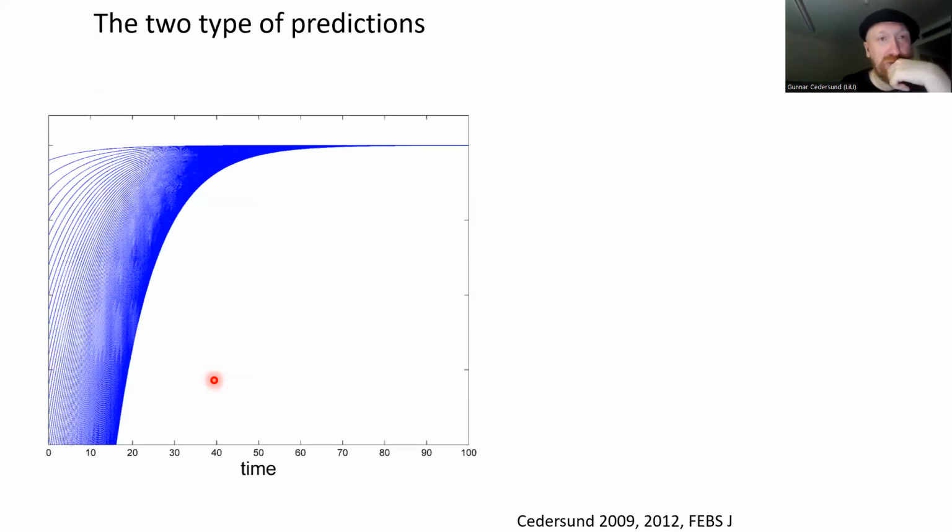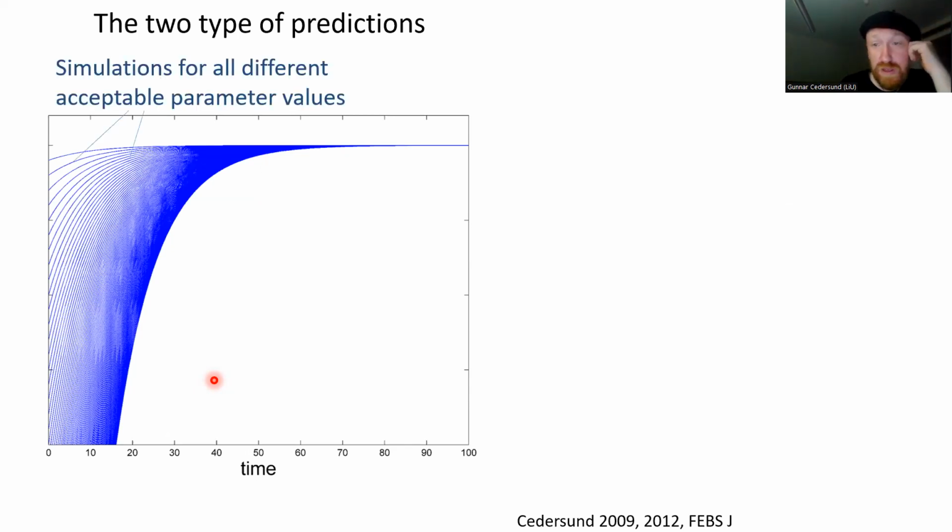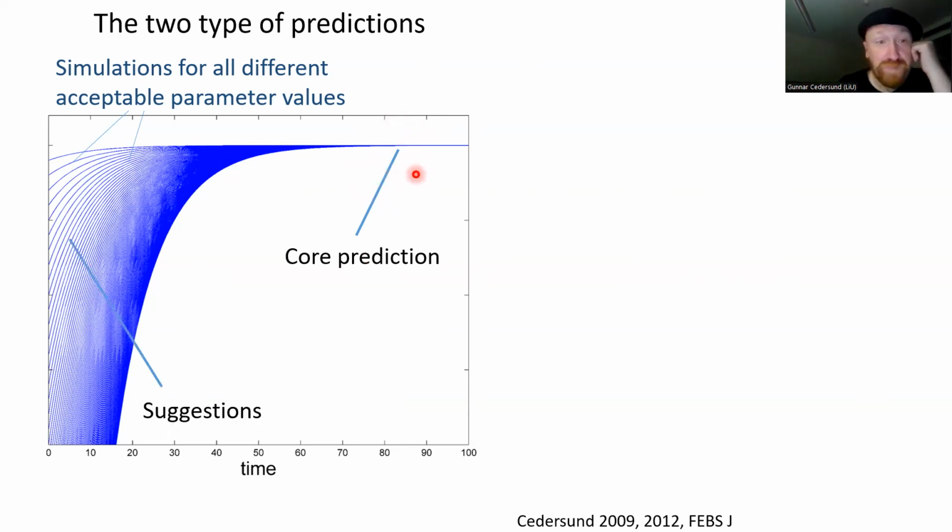So here we have a simulation with respect to time and we have some kind of prediction. So each line here corresponds to a simulation for a parameter that shows a good agreement with the data. So we can't really say which of these parameters is the right one. Therefore we have to consider all of them. And here we see that there is a big difference between different types of predictions. So here the prediction at the end is that they all end up here. This is a very well-determined prediction, and this would then be what we call a core prediction.